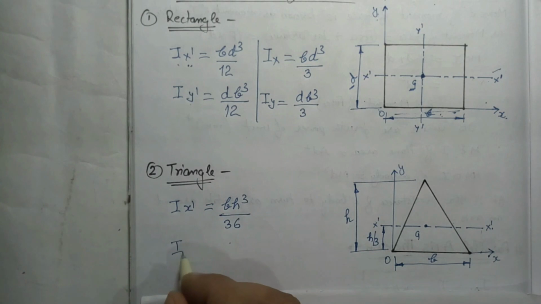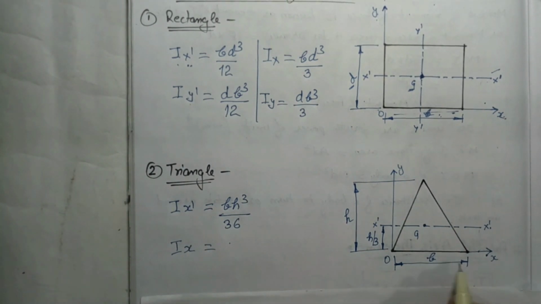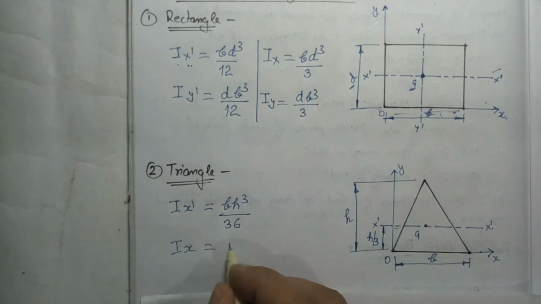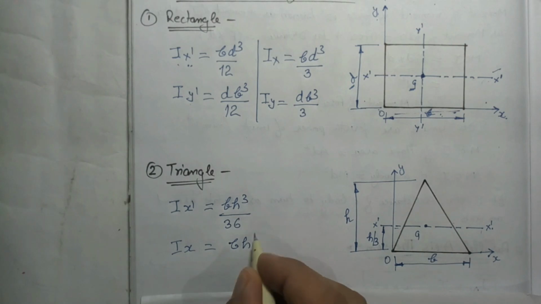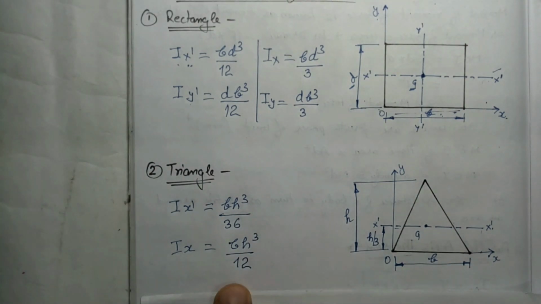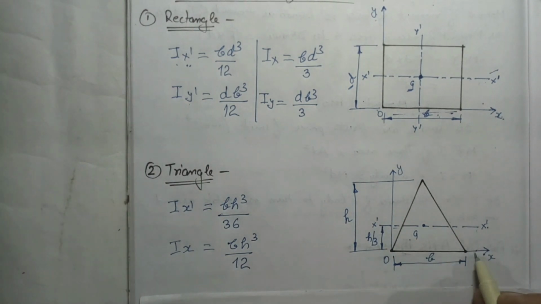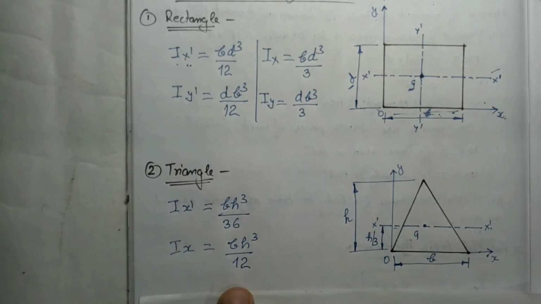But if you want the direct formula, about this axis, the x axis, which is not passing through the center of gravity, it is equal to b h cube by 12. Just remember this thing, right? That axis is passing through the base and is parallel to the axis passing through the center of gravity. So in that way we have these values.